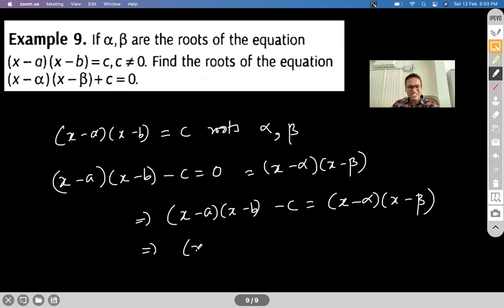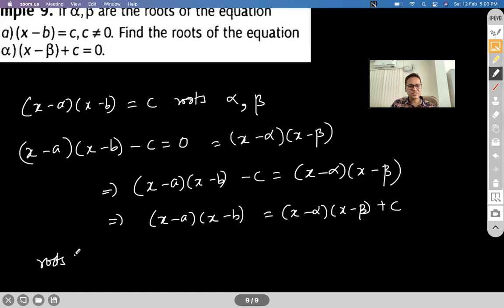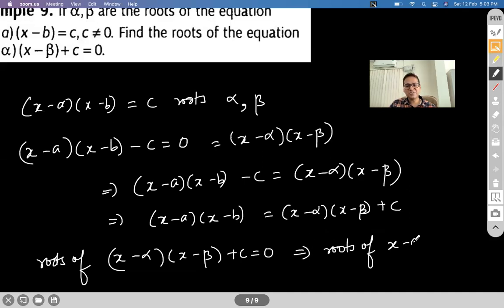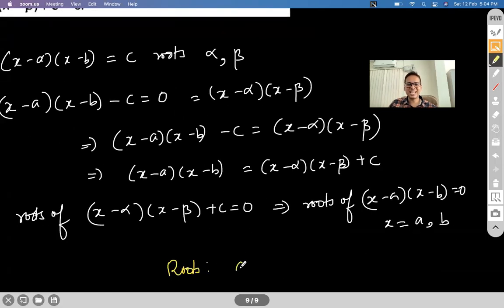So if this is true, this expression is going to hold true, correct? So if somebody is asking you what are the roots of this equation, then it will be as good as asking you the roots of this equation. And that is very obvious that it is going to be A and B. So the roots of this equation will be nothing but A and B. Problem is done. Is it fine? Any questions, any concerns?